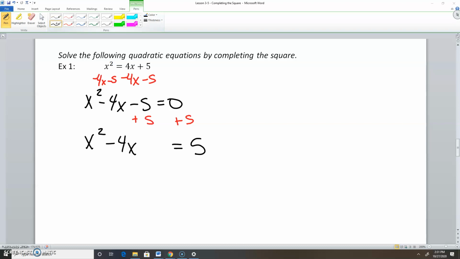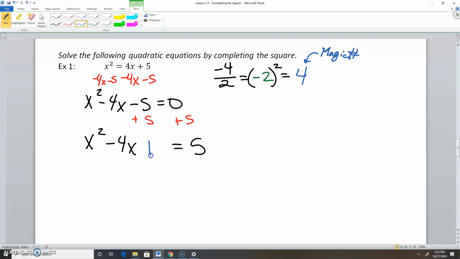Okay? Now, to find my magic number, I'm going to take my middle term, which is my negative 4, and divide it by 2. Negative 4 divided by 2 gives me a negative 2. After I divide it by 2, I'm going to square it. And negative 2 squared gives me a positive 4. Positive 4 is our magic number.